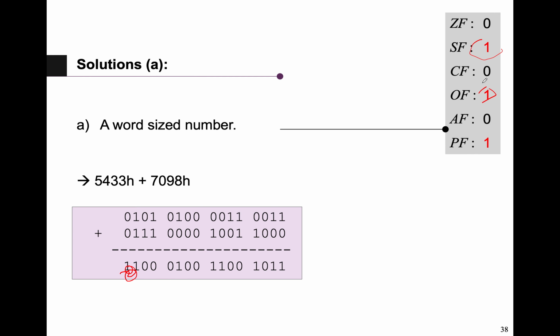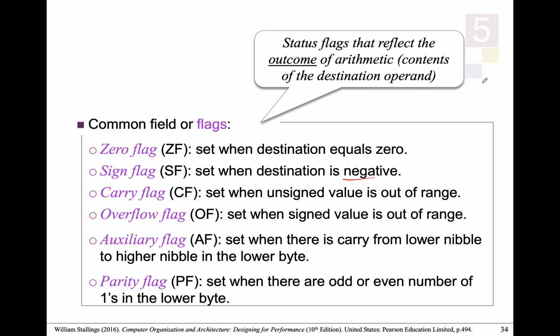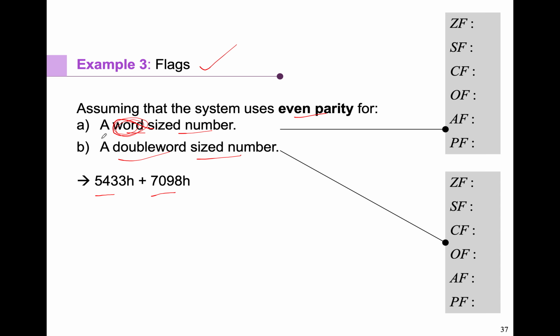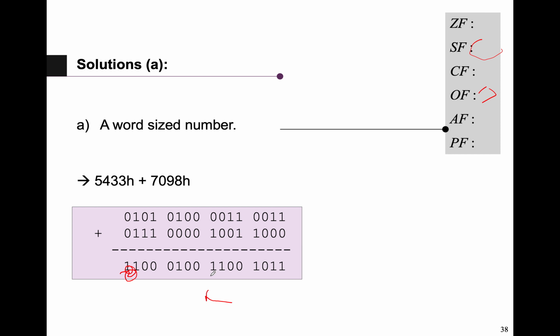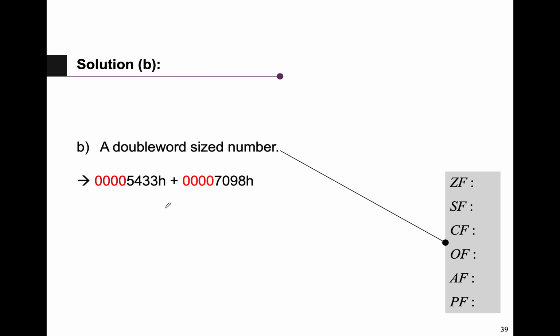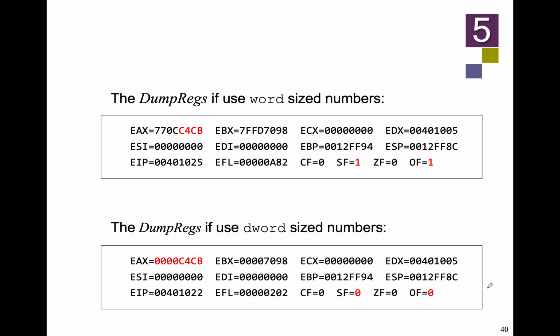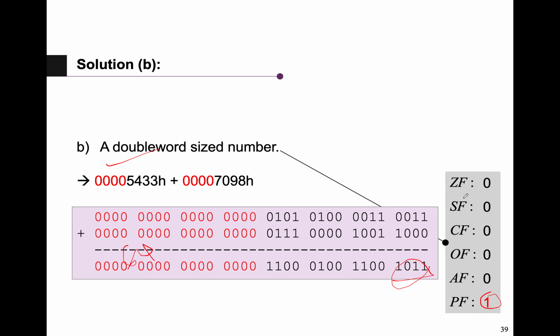Your OF over here, overflow flag, means that the signed value is out of range, isn't it? So you need to check back on the word size. Of course, if it is a word, it's already long enough. Please try to convert it first into hexadecimal and see whether it is out of range or not. And for B, it is a double word. Of course, it's not going to be out of range. Whether it's odd or even doesn't matter as long as you have 1111 at the lowest byte.